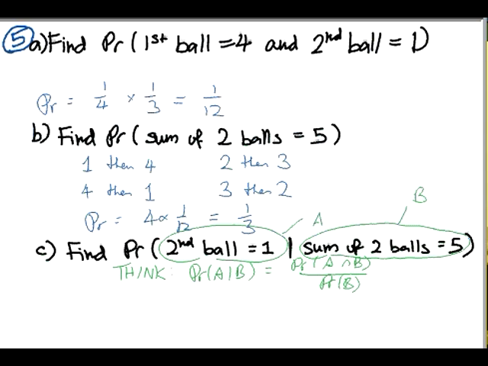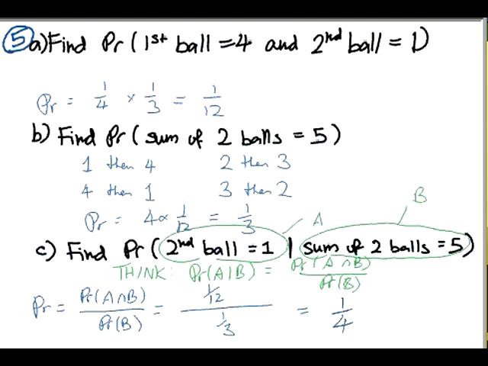So the probability of A intersection B is going to be 1/12. Okay, so I'm just going to write P(A intersection B) over P(B). A intersection B is 1 on 12. Probability of B, sum of two balls equal to 5. Well, we found that in part B, didn't we? It's 1/3. 1/12 over 1/3 is going to give you 1/4. And that's it. Not too difficult.